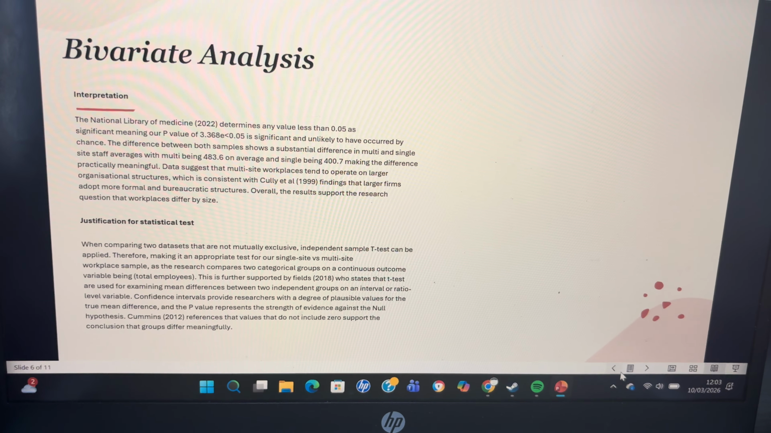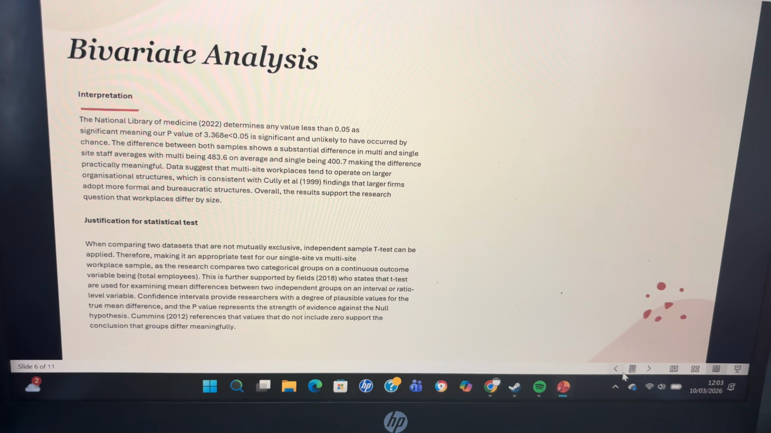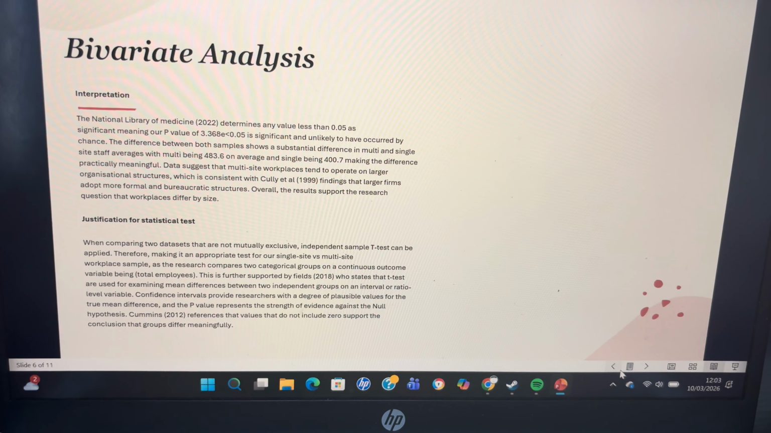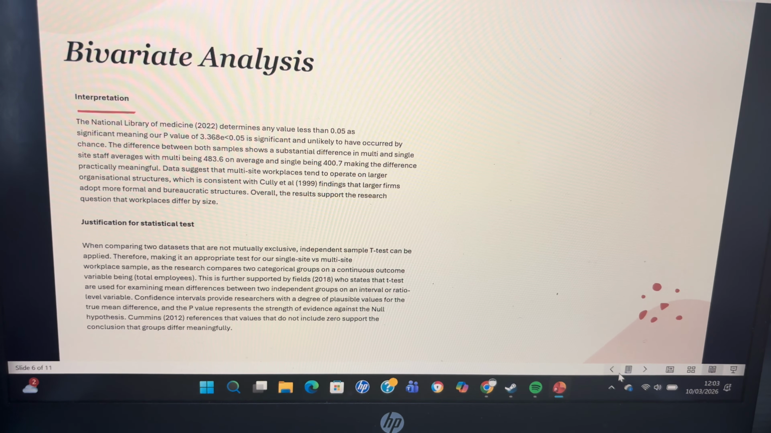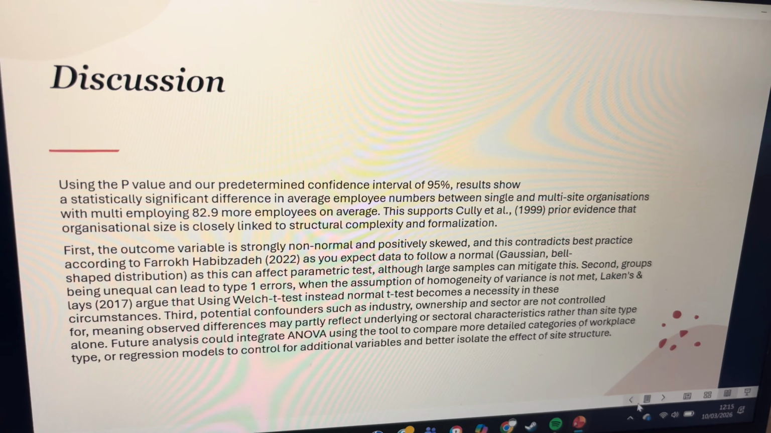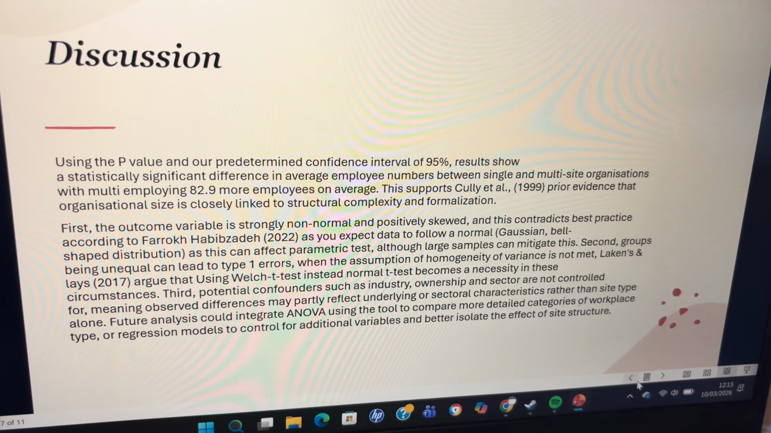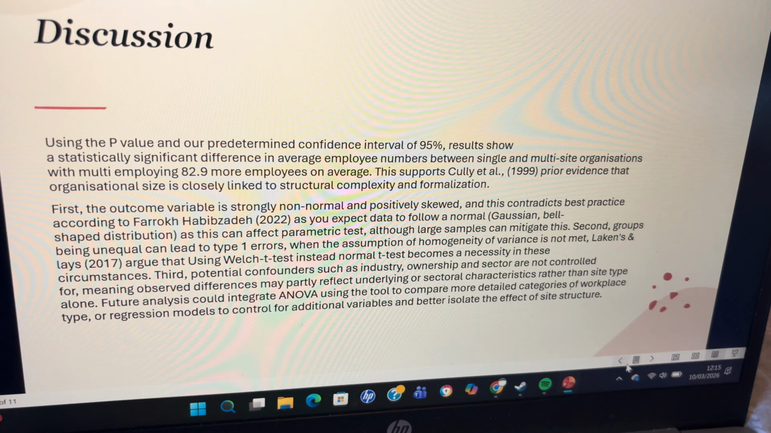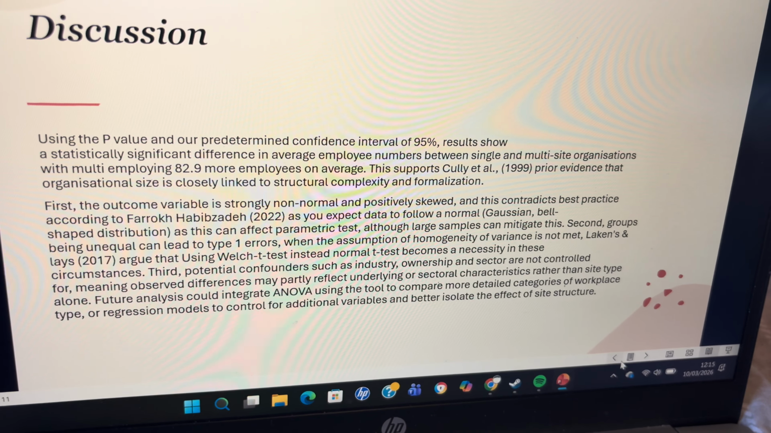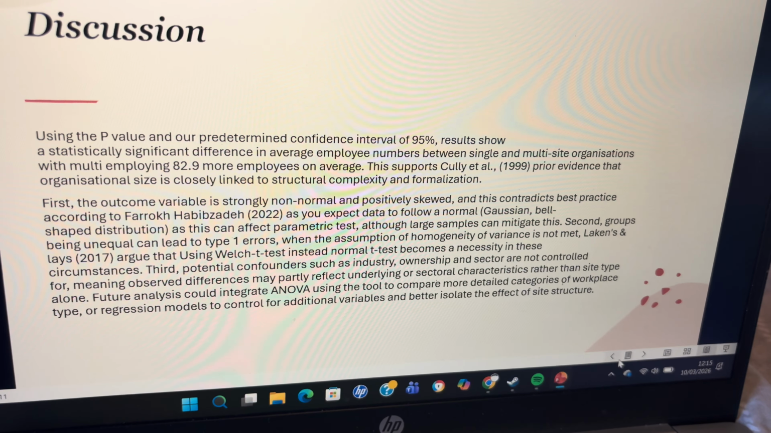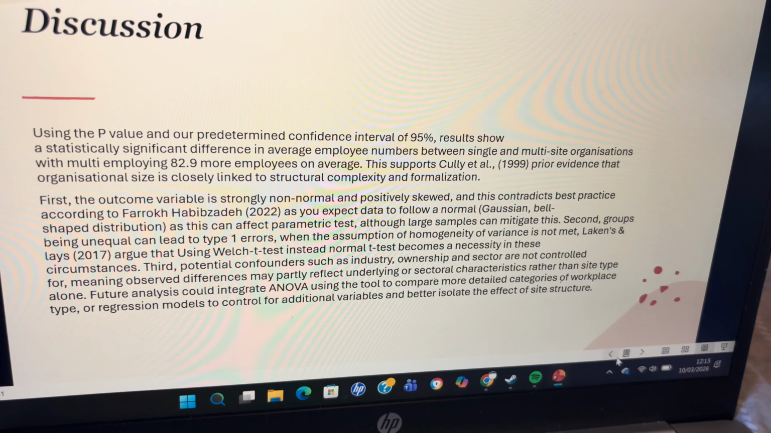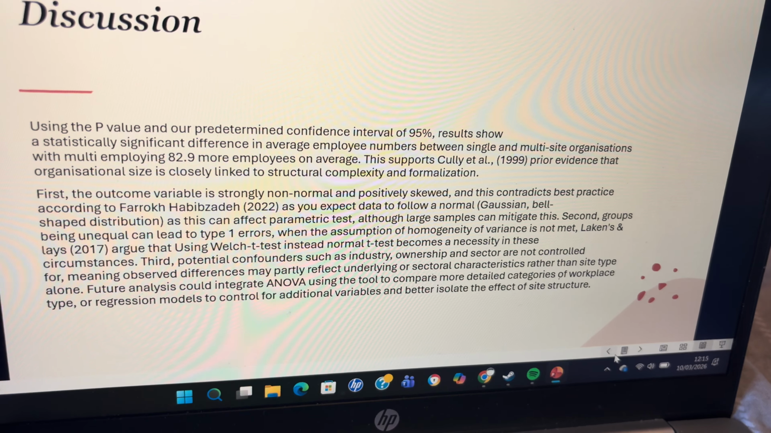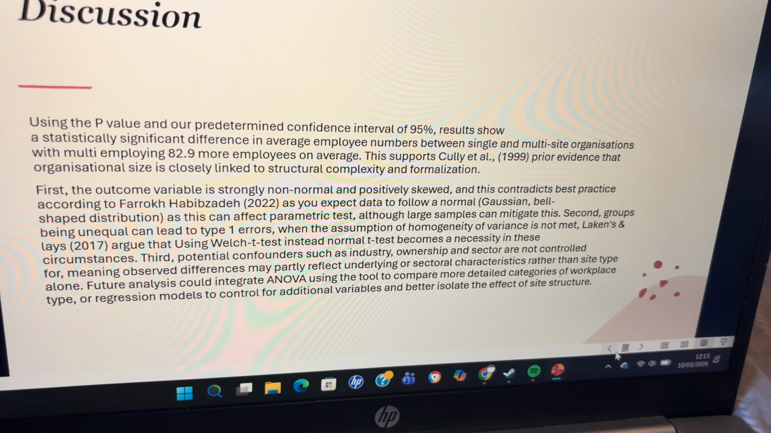Confidence intervals provide researchers with a range of plausible values for the true mean difference. The p-value represents the strength of evidence against the null hypothesis. Cummins references values that do not include 0 as supporting the conclusion that groups differ meaningfully. Using our p-value and our predetermined confidence level of 95%, results show a statistically significant difference in the average number of employees between single-site and multi-site organizations, with multi-site employing 82.9% more employees on average. This supports Collier et al.'s prior evidence that organizational size is linked closely to structural complexity and formalization.